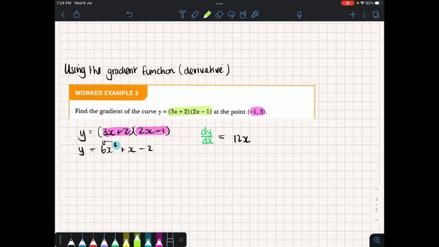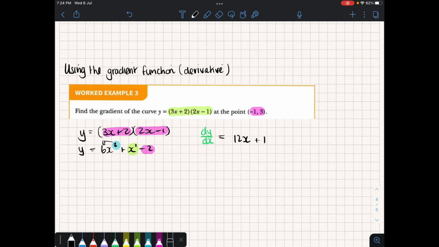Then I'm going to differentiate x. Remember, x has a power of 1. So I'm going to multiply by the power, and then reduce the power by 1. So I'm going to get x to the power of 0, and anything to the power of 0 is just 1, and so x is going to disappear. And then finally, we have minus 2. Minus 2 is a constant, and when we differentiate any constant, it differentiates into nothing, and so it will disappear.